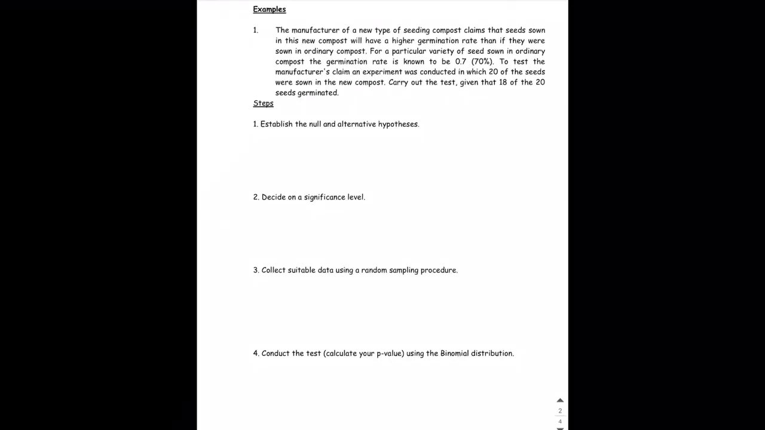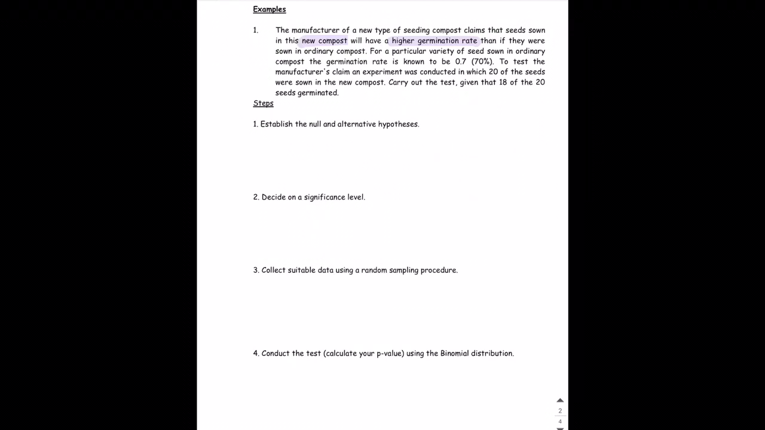Okay, so the first example that we've got for hypothesis testing is given here, and it's a manufacturer of a new type of seeding compost. Exciting. And what they're saying is that their new compost is super compost, and that it's going to have a higher germination rate than regular compost. So remember, germination is just seeds turning into plants, not turning German.